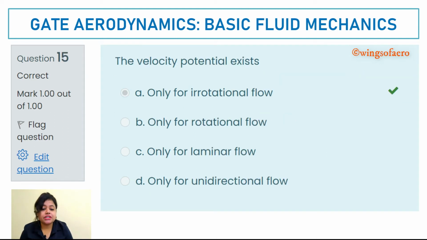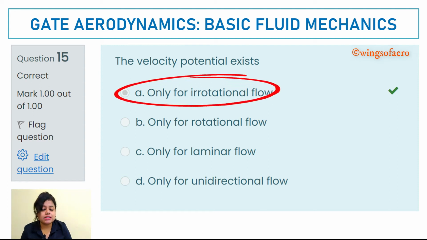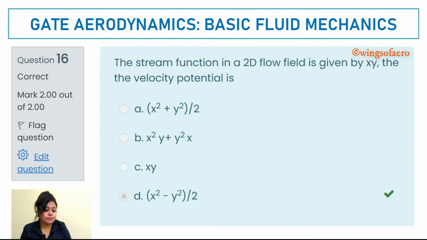The velocity potential exists, and they have a couple of options: only for irrotational flow, only for rotational flow, only for laminar flow, only for unidirectional flow. Now here, as I have said in the previous solutions, the velocity potential exists only for irrotational flow. So the first option, that is only for irrotational flow. Moving to the next question.